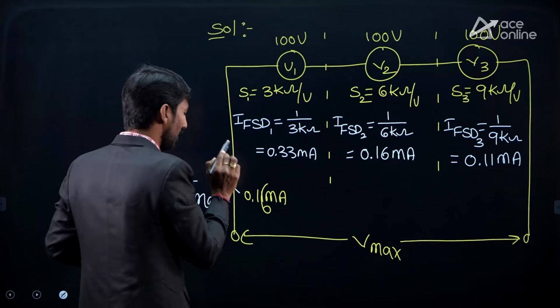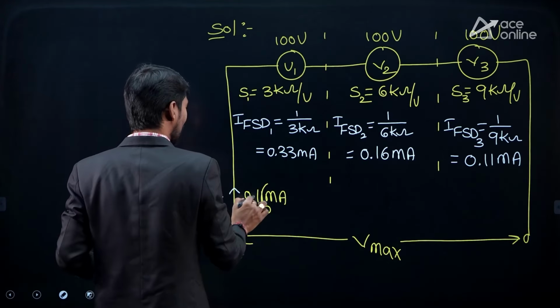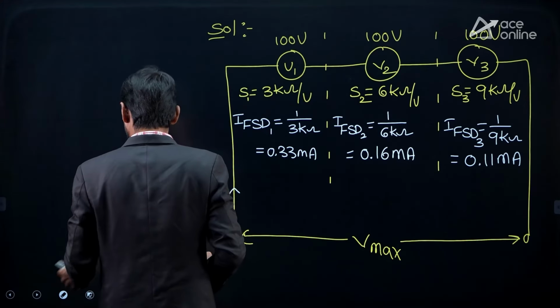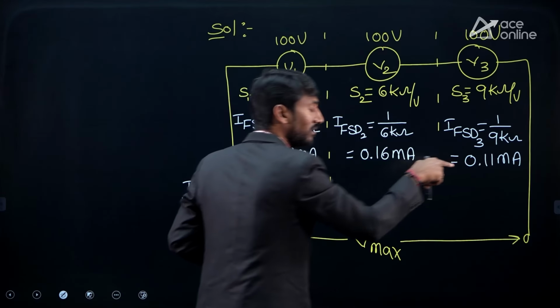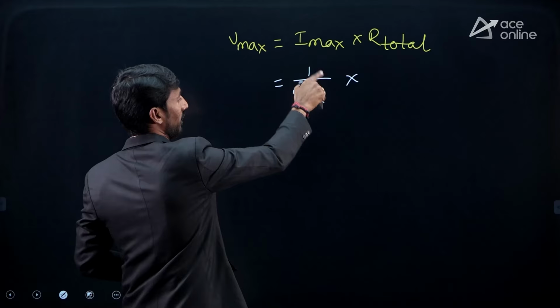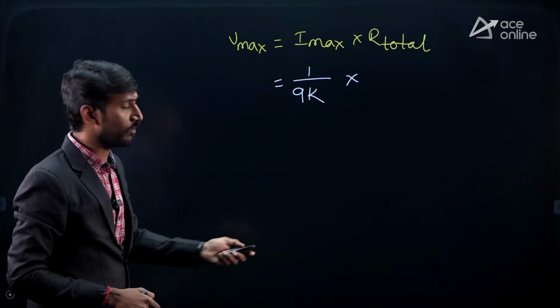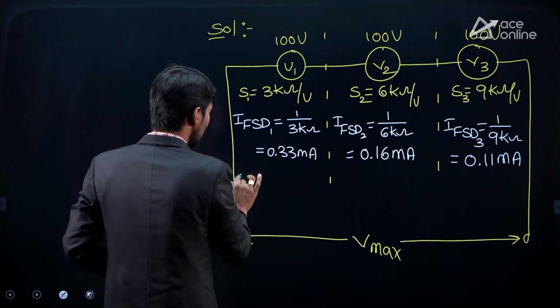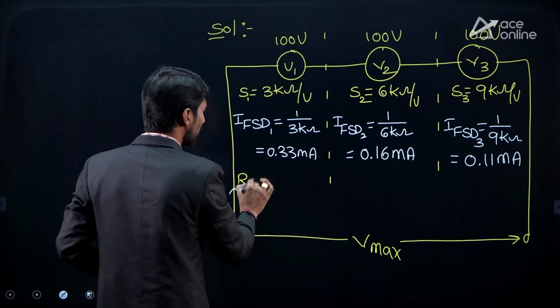That is the reason why, with all these discussions, the maximum allowed current among these three is whichever has the least full scale value. That's why it is written 1 by 9 milliampere, 0.11 milli. Okay, after that. Now, sir, what is the resistance of this one?